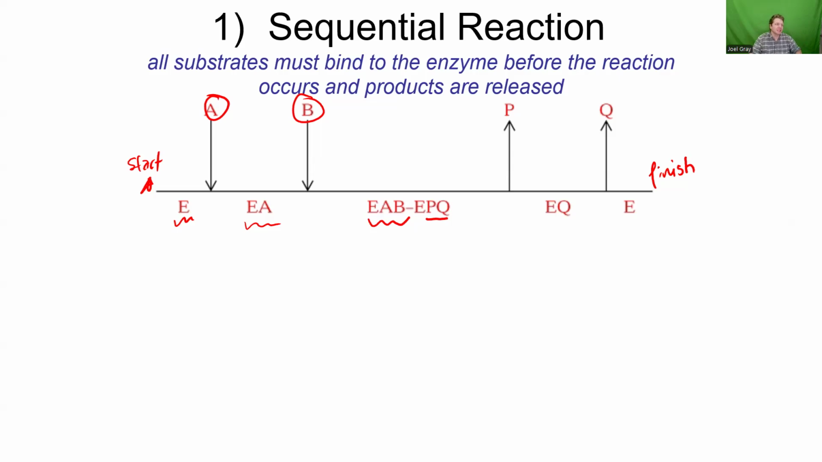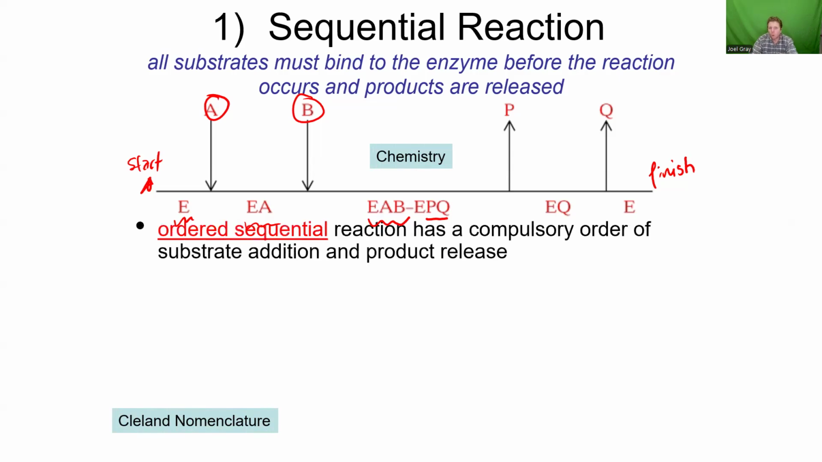What's important is that in this particular reaction, A will always bind, then B will bind, then your chemistry will occur, then P will be released, and then Q will be released. So there's a specific pattern. This hypothetical enzyme will never bind B before it binds A, because this is the path it's always going to take. Now, this is an ordered sequential reaction, and the reaction has a compulsory order of substrate addition and product release. It's always going to go that way.